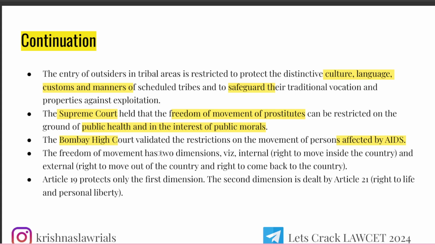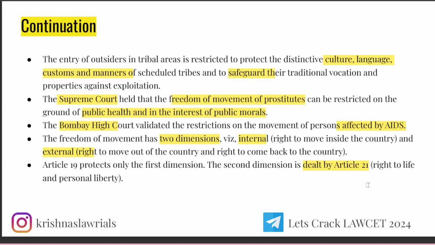The freedom of movement has two dimensions. What do you mean by two dimensions? One is internal, in essence inside India. Inside India, you can go anywhere under Article 19. But if you want to go outside India, that is external, then it will be governed under Article 21, that is, we have the right to go outside India under Article 21.